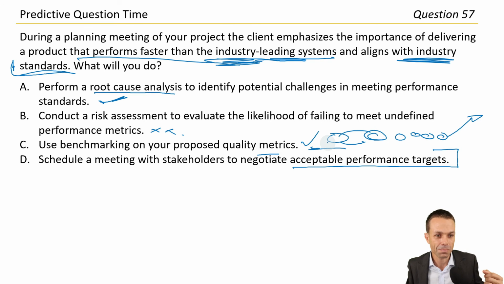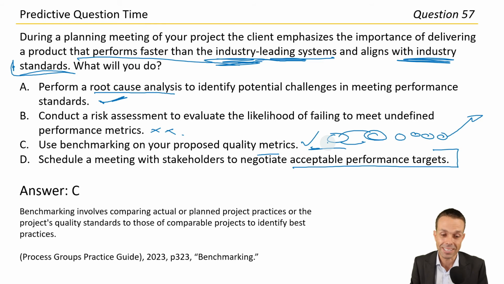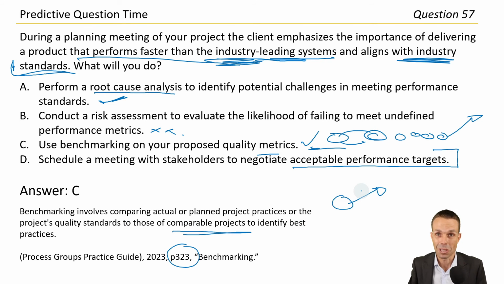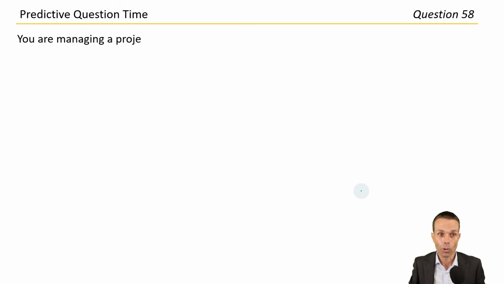Let's go with answer C. And there it is, nice and easy. Page 323 in the Process Groups Practice Guide. Benchmarking involves comparing actual or planned project practices or the project's quality standards to those of comparable projects to identify best practices. And then we can use that to deliver on those best practices. Really good stuff. All right. And also really good stuff.